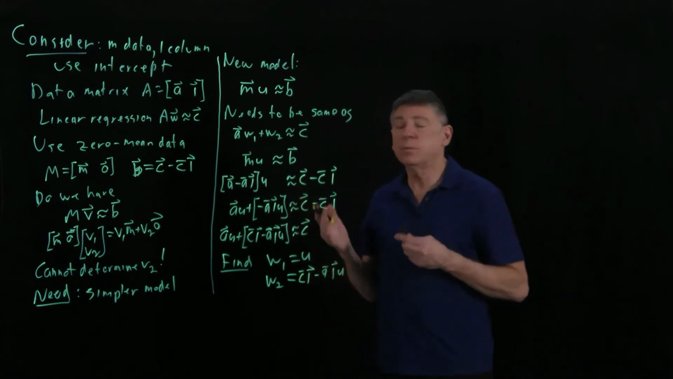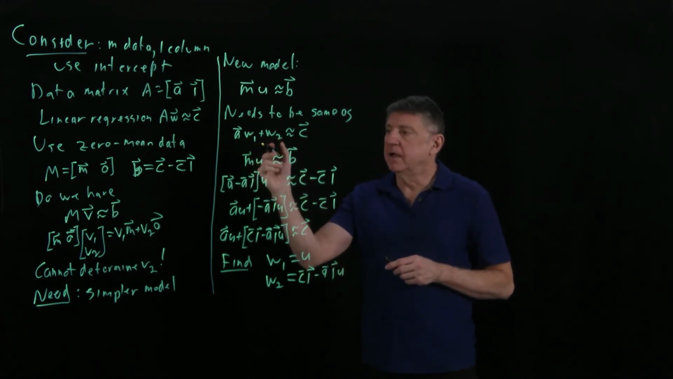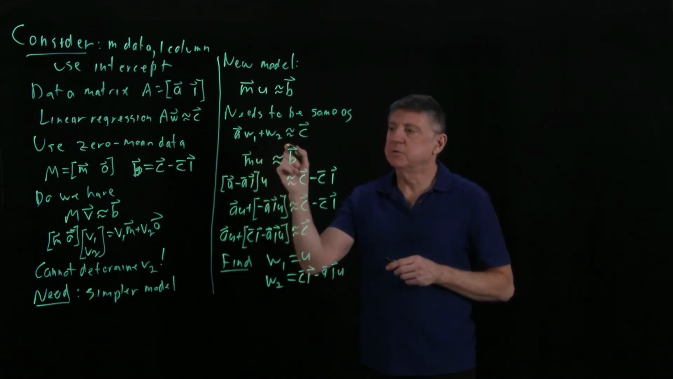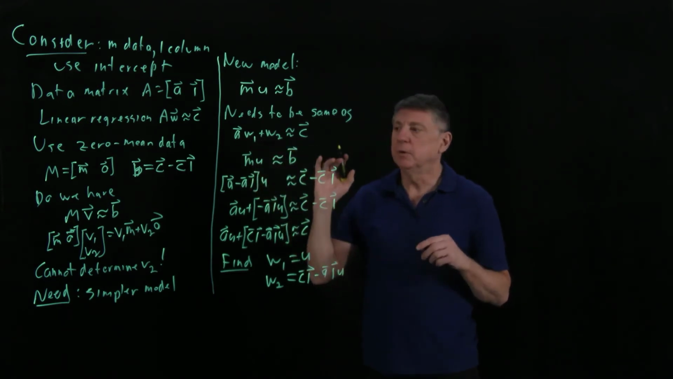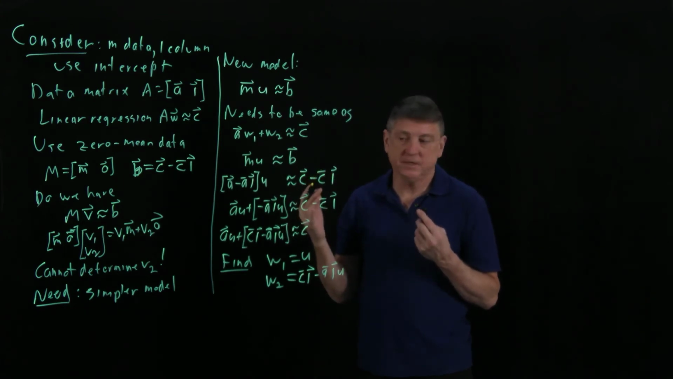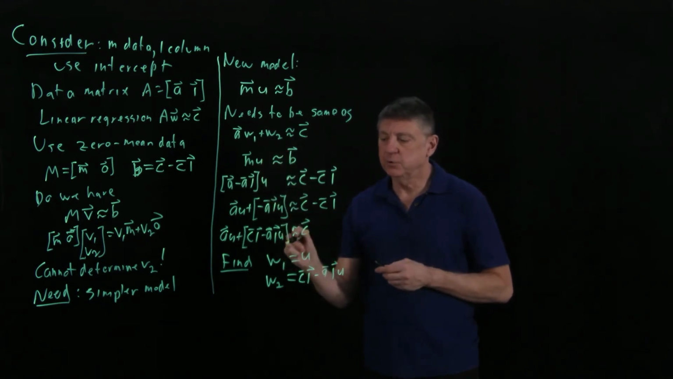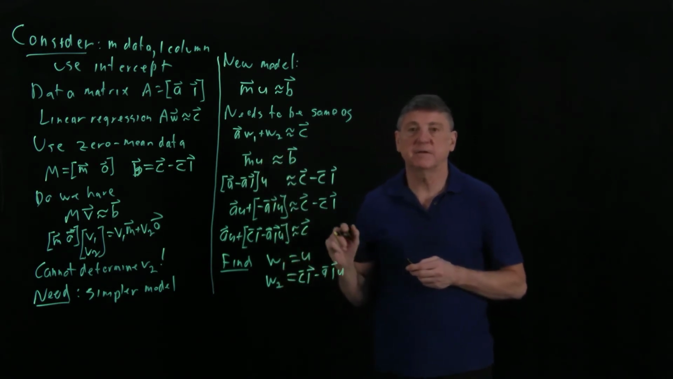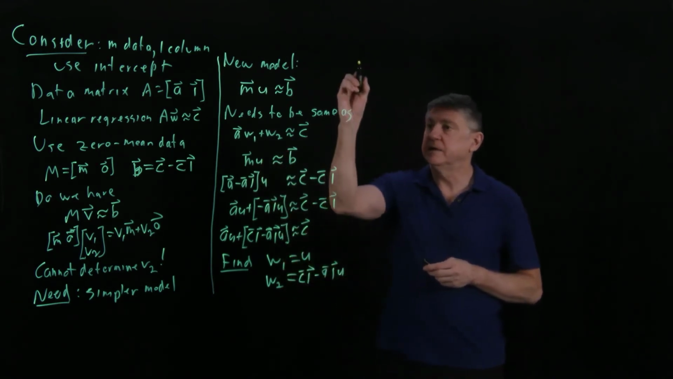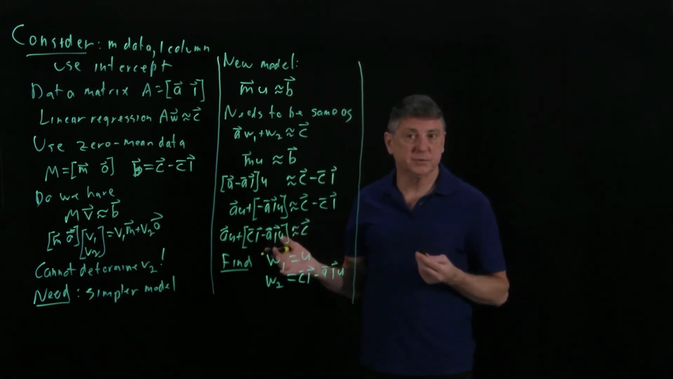So what we would actually do is this. We would set up M times U is approximately B. We would solve that using the normal equation, and that would give us a value for U, and from that value for U we could then recalculate our values for W1 and W2. So that would let us work.